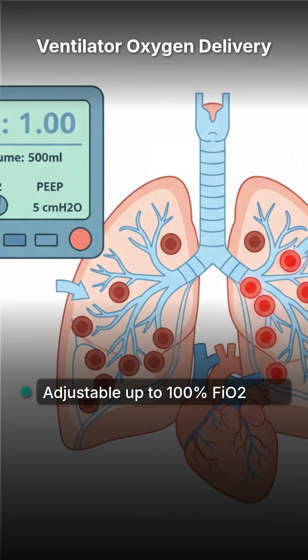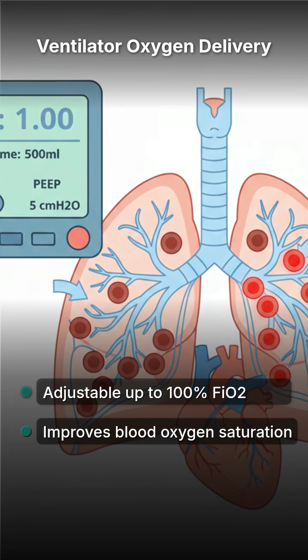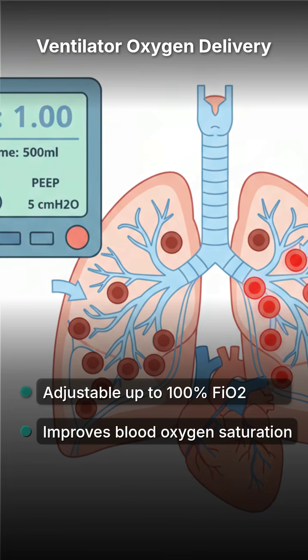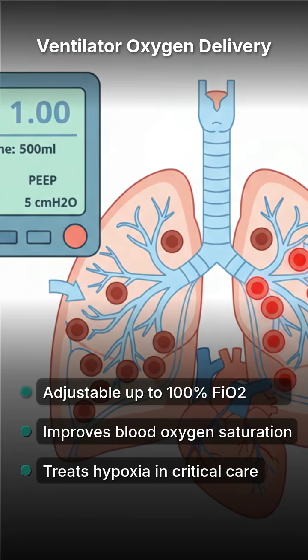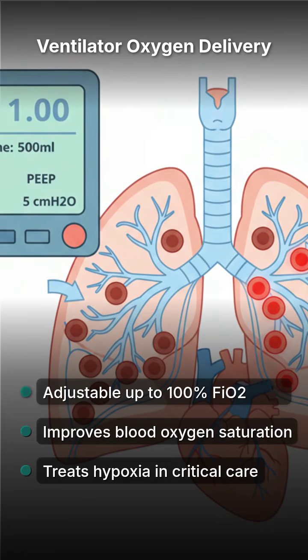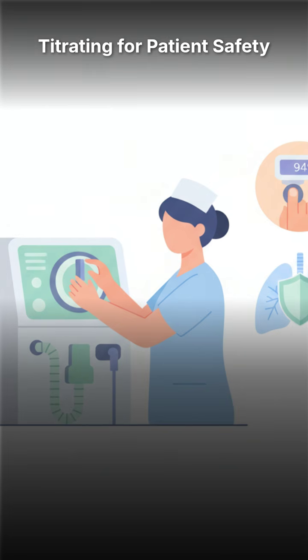the patient. This adjustment allows more oxygen to move from the lungs into the bloodstream to improve overall saturation. It is the primary tool used to manage hypoxia and improve arterial oxygen levels during critical care. However, more oxygen isn't always better for the patient.